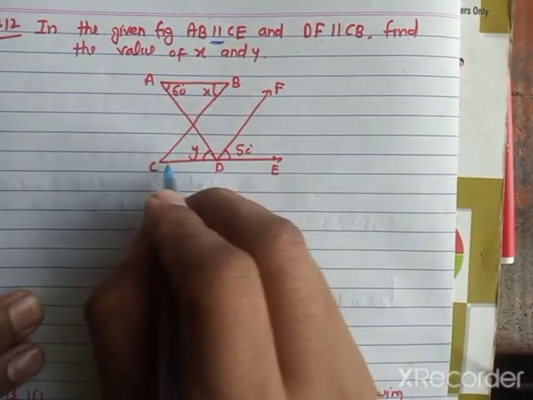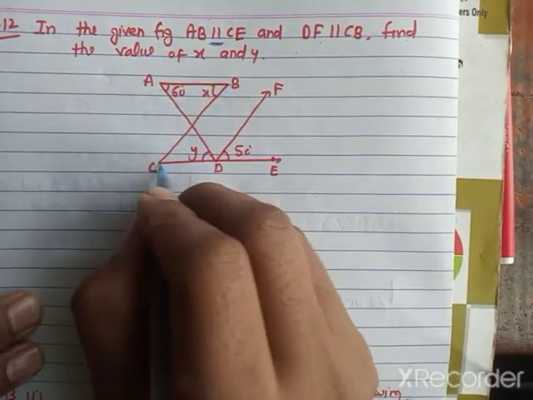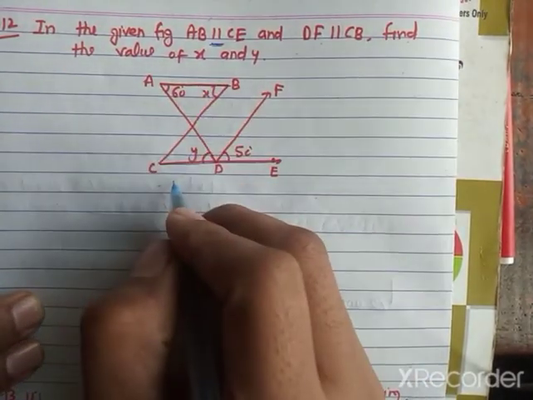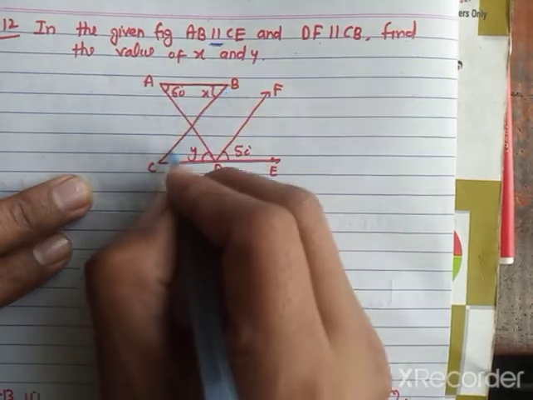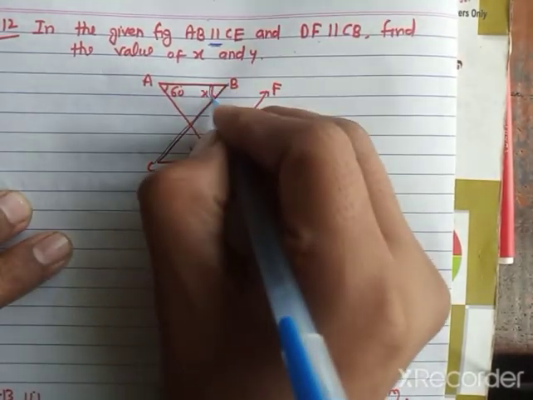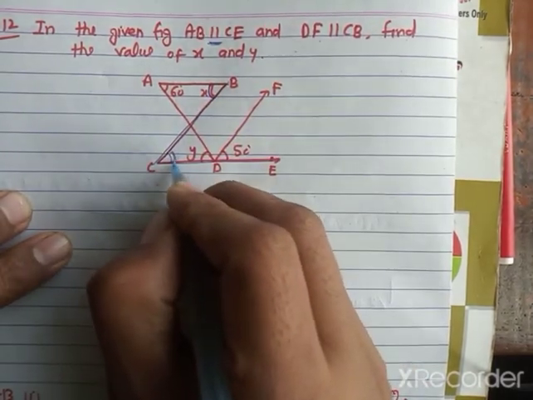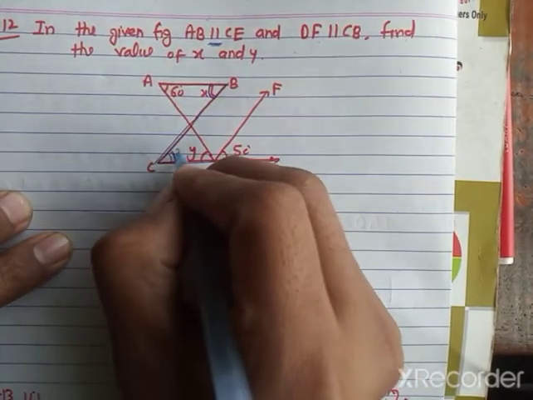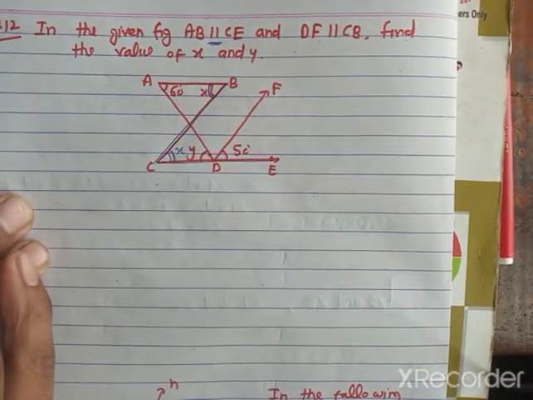AB is parallel to CE. It means this line is parallel to this line. If two lines are parallel, then CB is a transversal. So this angle is equal to this angle by alternate interior angles. It means this angle is X, and this angle is also X.